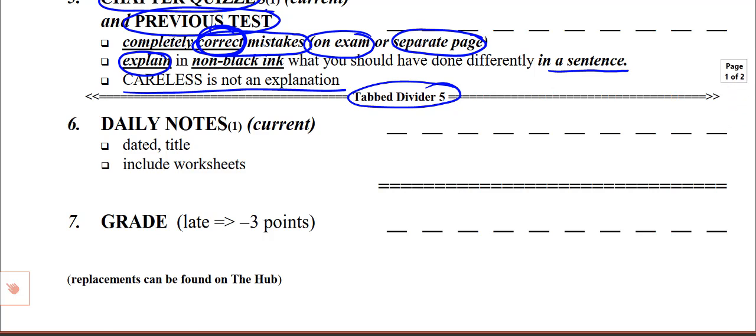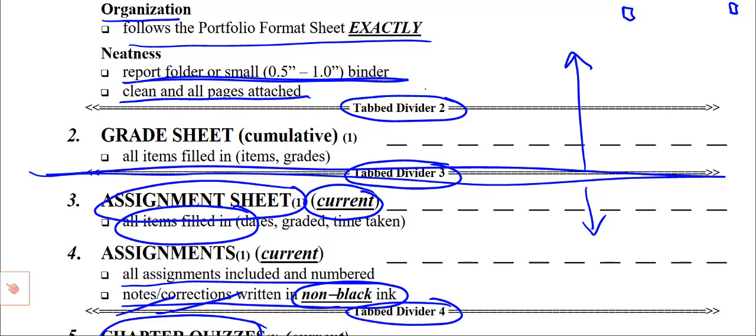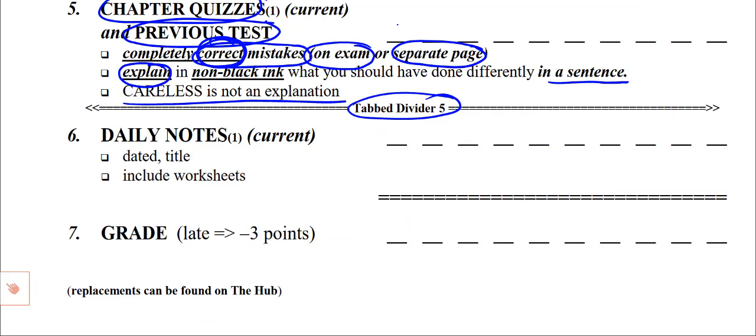Now, each of these sections is worth a point. Point here. Don't fill this in. You don't know what it's worth yet. So each of these will get you a point. And so a total of 6 points possible for each portfolio. Okay? And it's due when? The day of the test. If you throw it in late, you lose 3 points. You lose half the value. So try to get it in on time.